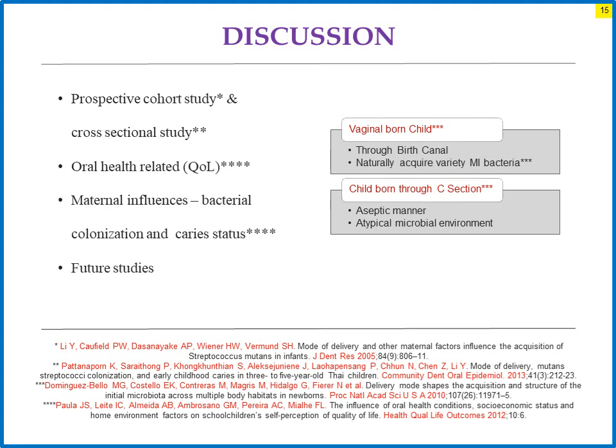A study by Dominguez-Bello et al. demonstrated that vaginally delivered children, as they pass through the birth canal, naturally acquire a variety of maternal indigenous bacteria, whereas if children are born in an aseptic manner or an atypical microbial environment through C-section, there can be a chance of acquiring high-risk microorganisms.